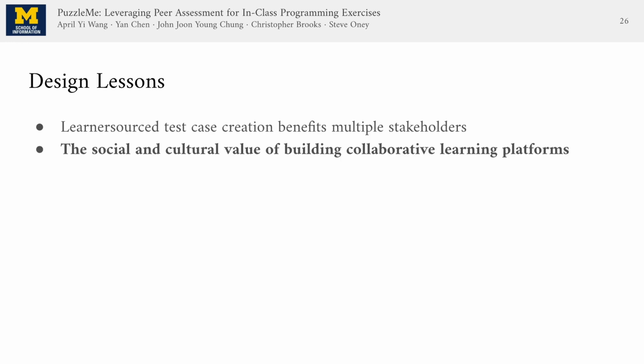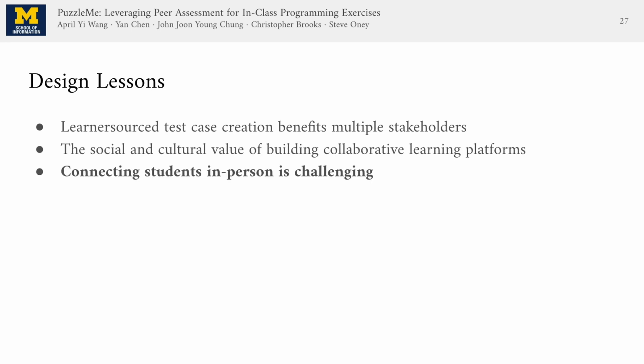The second design lesson we highlighted is the social and cultural value of building collaborative learning platforms. We observed that students use topics related to their interests when creating test cases. For example, in the name sorting exercise, students created test cases using names that are popular nationally, regionally, and culturally. This shed light on the unique social and cultural aspects of students' backgrounds. We believe that the opportunity to create test cases related to their interests adds additional motivation for students to engage in the test creation process.